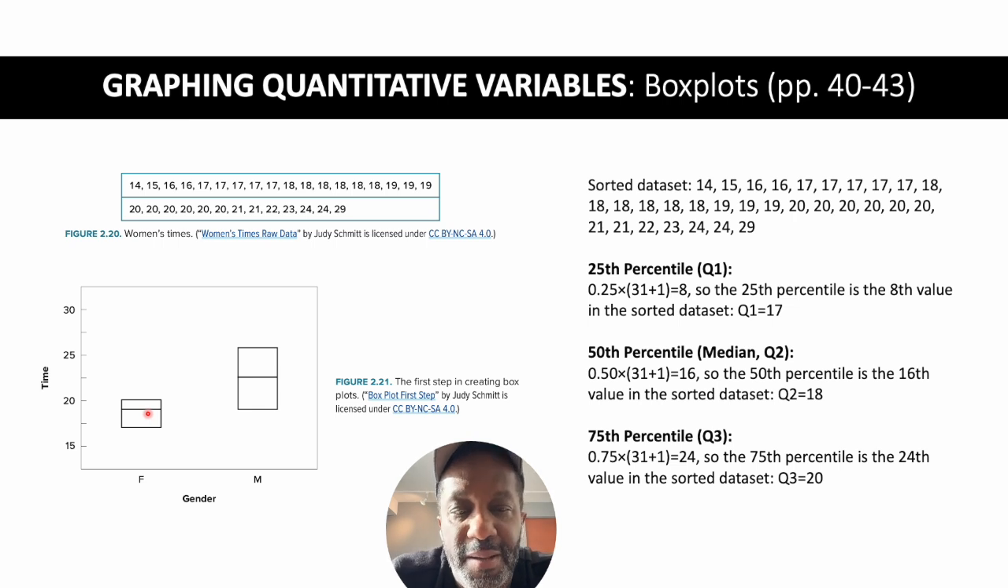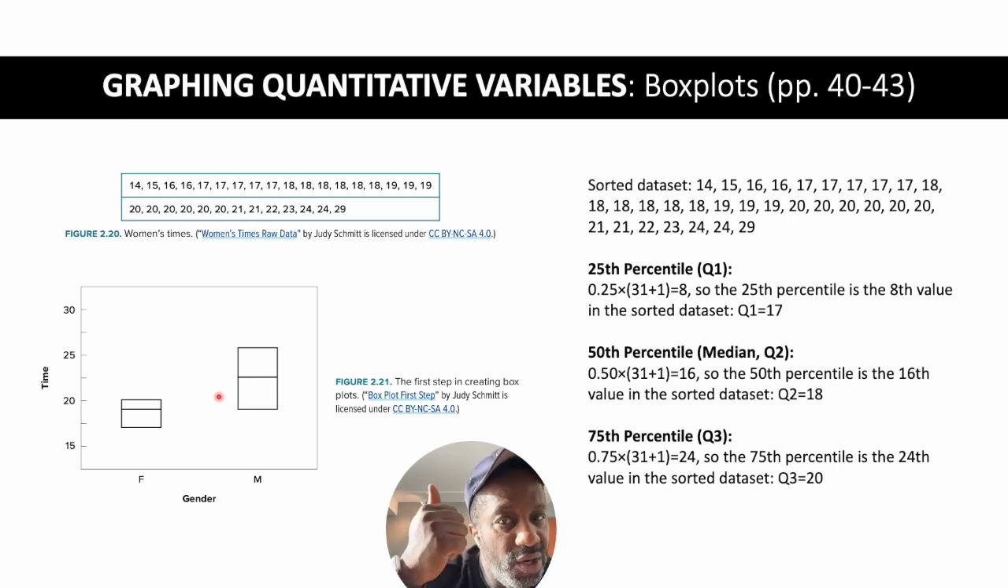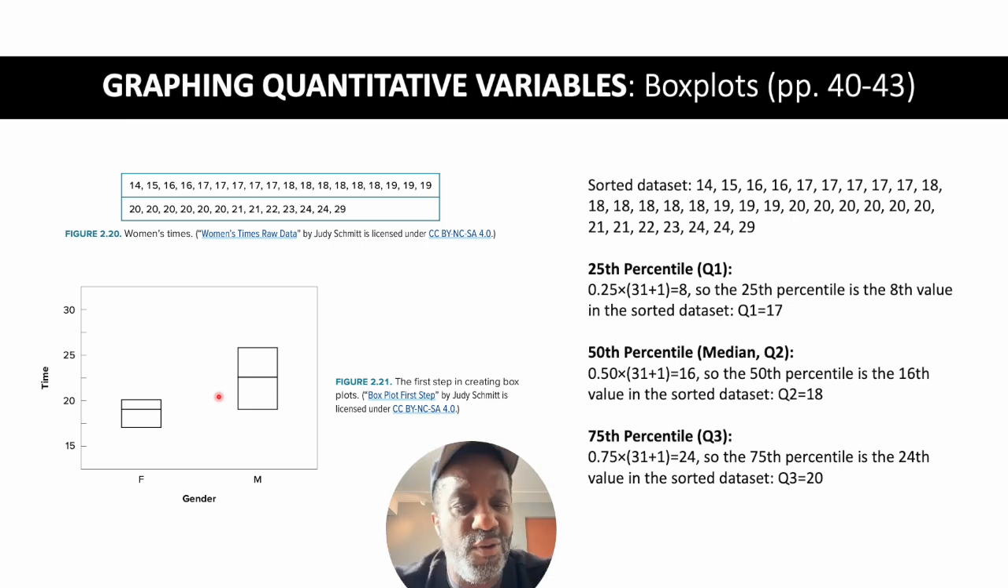So the question then becomes, how do you create out of this data the 25th percentile, the 50th percentile, and the 75th percentile? It is a very simple formula. So first you start by sorting the data in order.